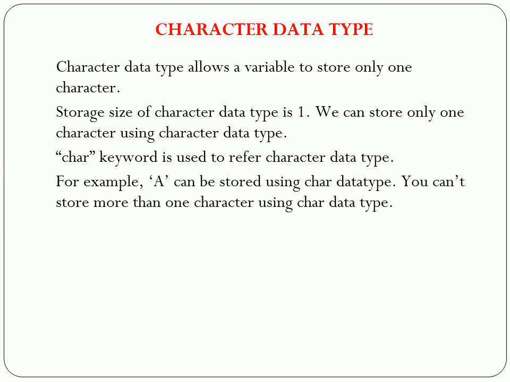Followed by floating point, the next data type is the character data type. The character data type allows a variable to store only one character. The storage size of the character data type is 1 byte. So we can store only one character using the character data type. In order to use the character data type, we have to use a keyword called char. For example, here 'A', which is enclosed within single quotes, can be stored using a character data type. Under the character data type, we cannot store more than one character.